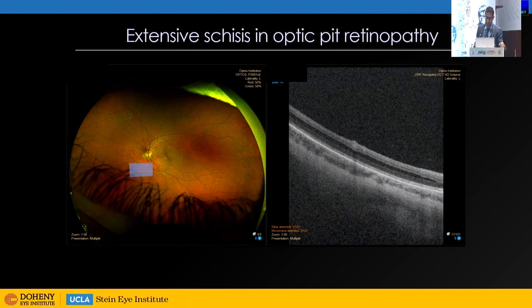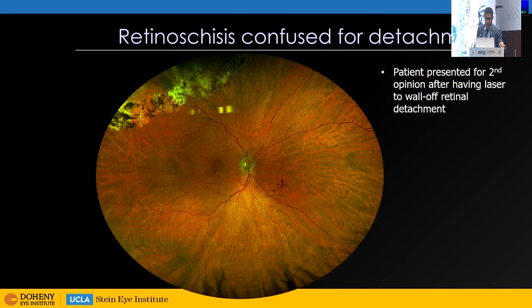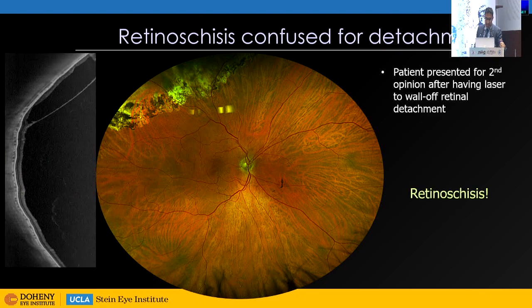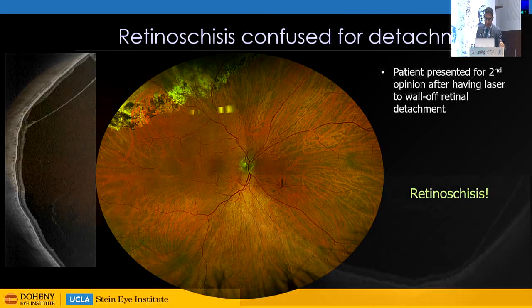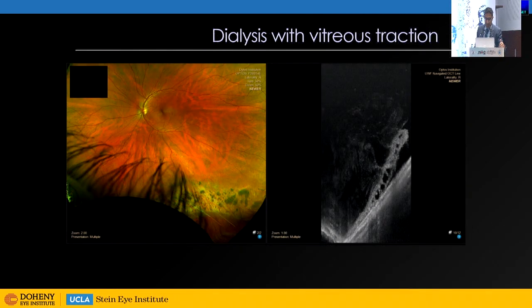Okay, so I'm going to skip forward in the interest of time to point out that we've seen many patients where it's sometimes difficult to distinguish between schisis and schisis associated with detachment. Many of these patients get laser barricade, and some of them probably unnecessarily. There are many patients we've seen who have schisis, and the referring doctor thought they had a detachment, but in fact they didn't have a detachment. It's just another example of such a patient.